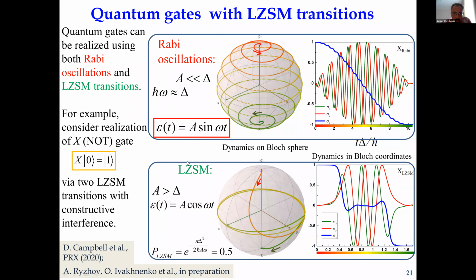Alternatively, as I said, we can do this in the LZSM approach, which was realized recently experimentally. Again, a periodical signal, but now the amplitude is quite large. In this illustration, we take the parameters with the probability equal to 1/2. Again, starting from one state, we end up with the other one. And this is done firstly differently, and secondly on a shorter time scale.